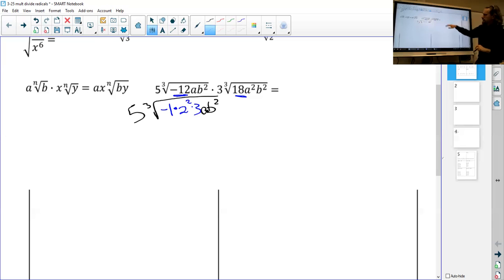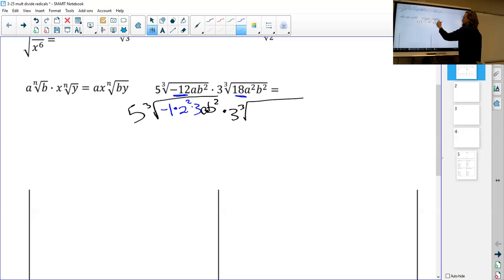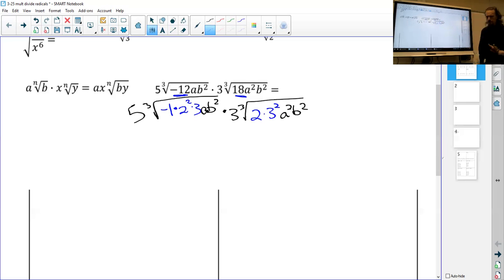Okay? And then I'm going to do the same thing for my second term here. So 3 on the outside, third root of. So 18. 18 is 9 times 2, or 2 times 9, or 2 times 3 squared. Okay? And then A squared times B squared. So I haven't changed anything. All I did is I broke down the coefficients under the radical. So now I'm going to multiply everything.